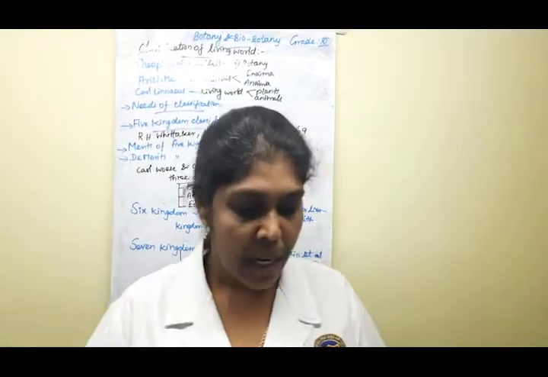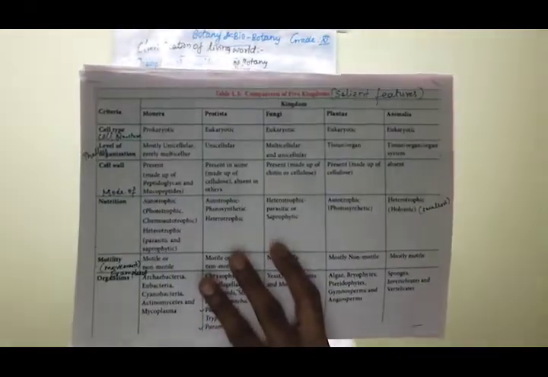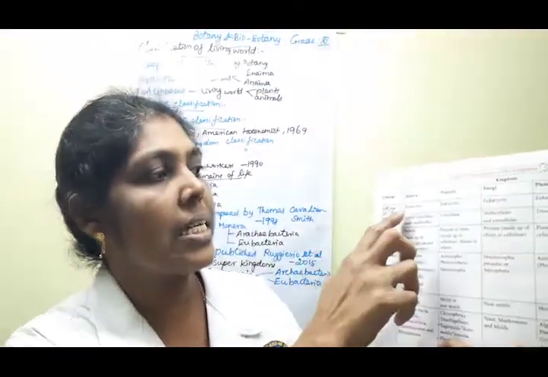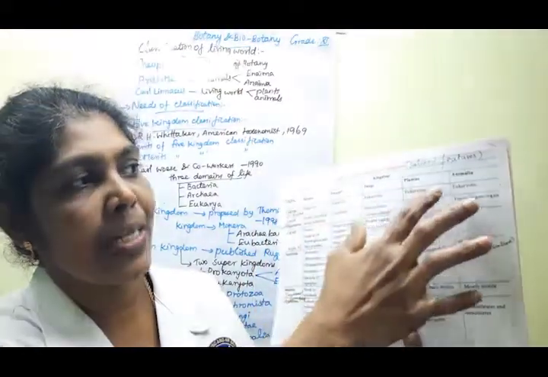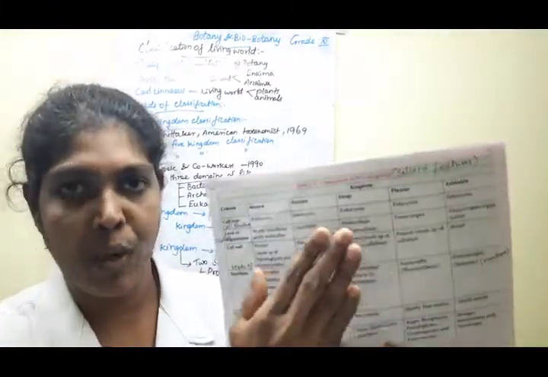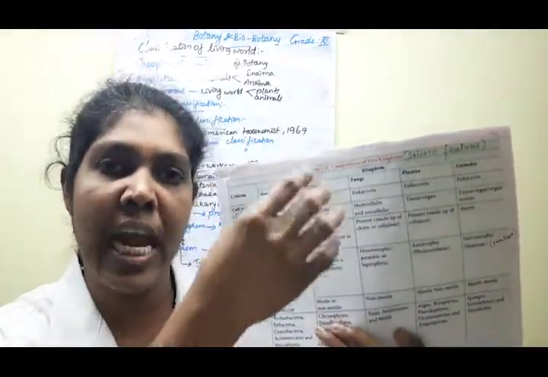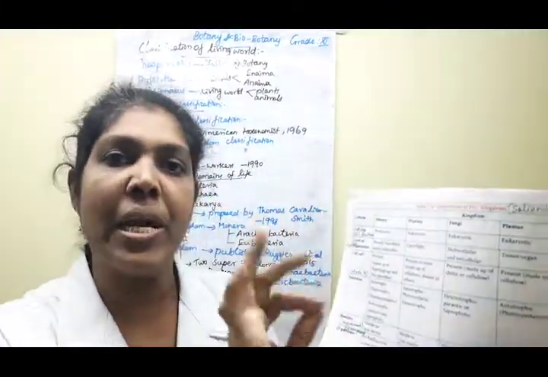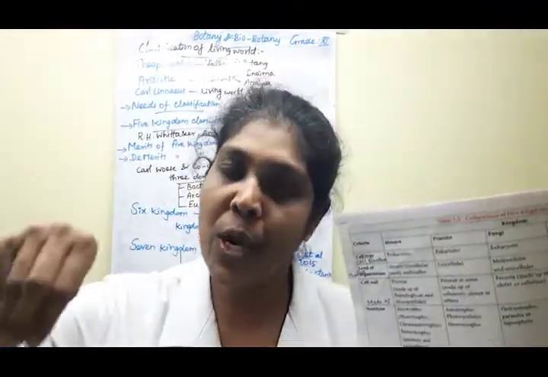So here these are the salient features. They are given in a tabular column. Already we know all these things. First, suppose, the cell structure. Cell structure means there are Protista, Monera, Fungi, Plantae, Animalia. So these are the kingdoms. Which type of cell structure is present in each of these kingdoms? For example, Monera means prokaryotic organisms.